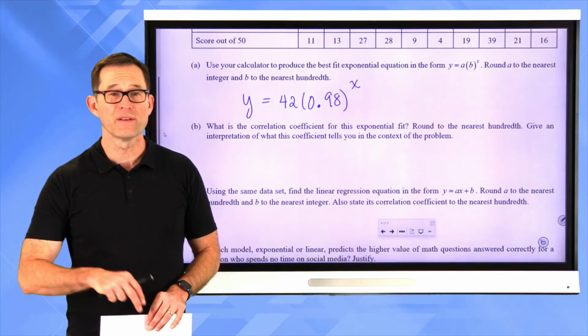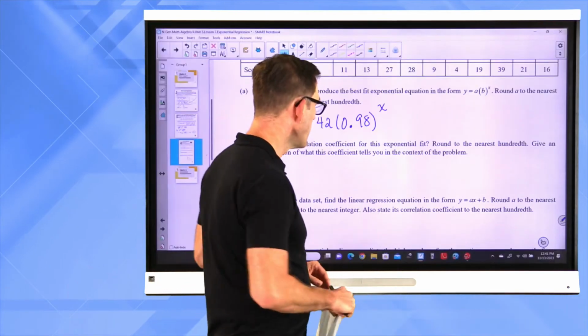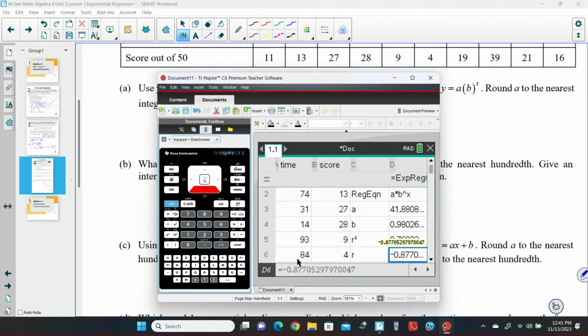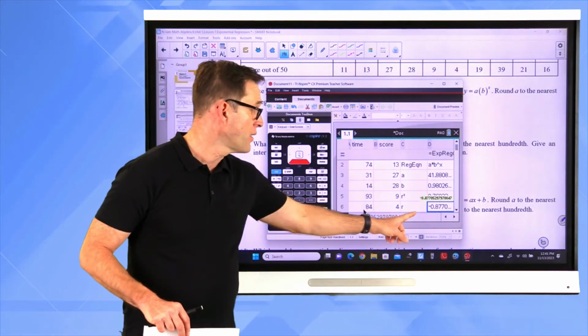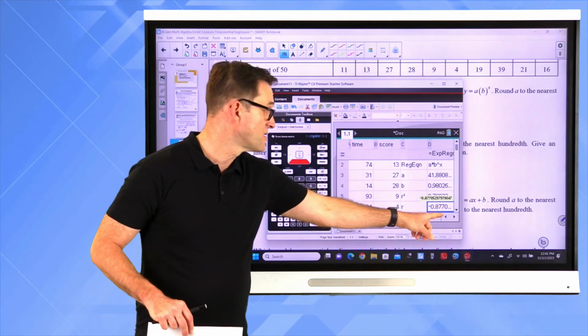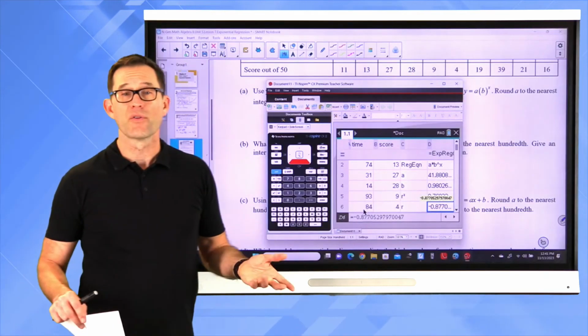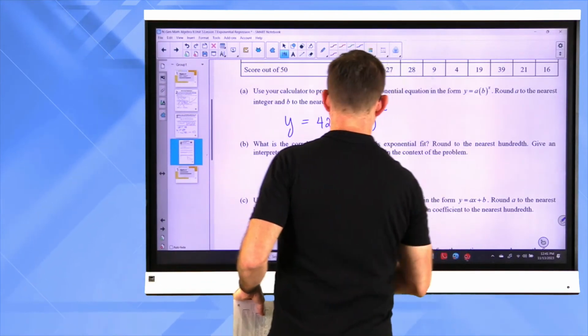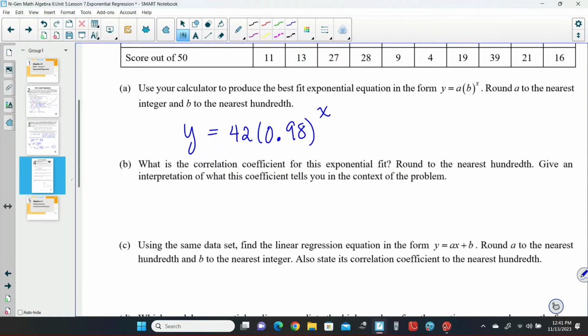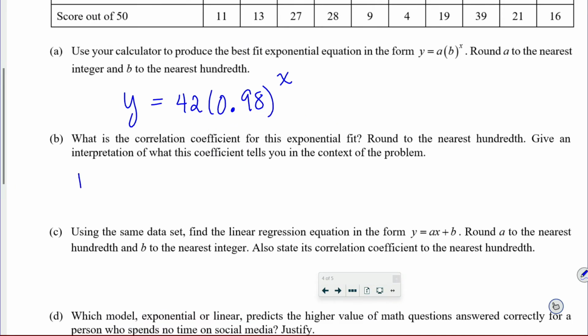All right, well, let's find that R value real quick. If I come back in here, I can see, I'm actually highlighting it right now, my R value is negative 0.877, etc. Rounded to the nearest hundredth, that's negative 0.88. Yep, to the nearest hundredth. So R equals negative 0.88.